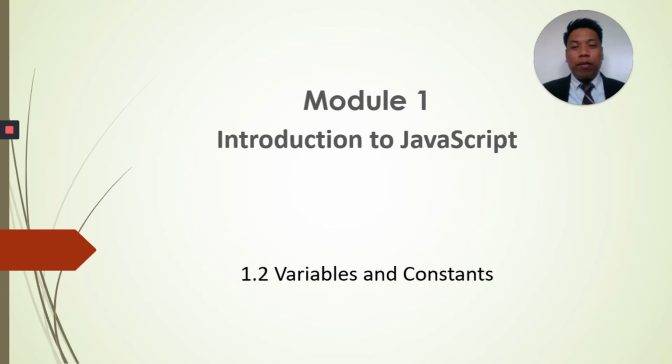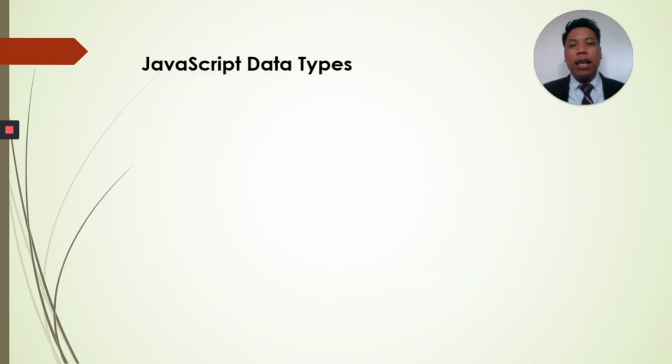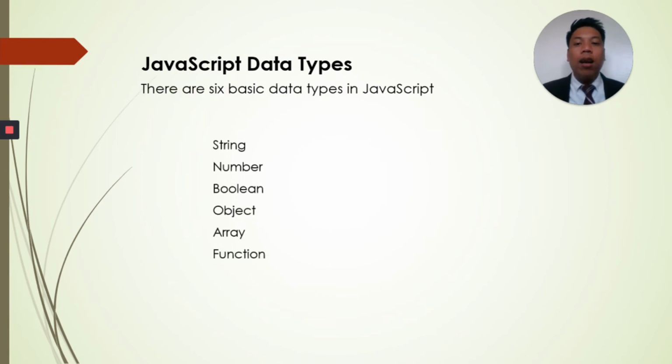On the second part of this module, we will be talking about variables and constants. But before that, we will discuss the different data types in JavaScript. Data types in JavaScript are 6. These are string, number, Boolean, object, array, and function. We will discuss the first 3 of these data types.